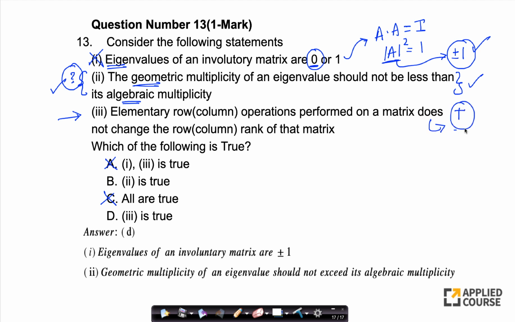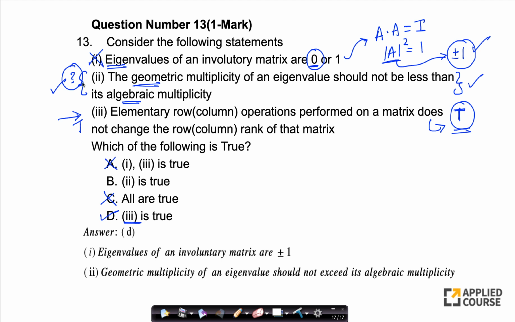We know that this is true. Right? To compute the rank of a matrix, if I use elementary row operations or elementary column operations, the row/column rank will not change. So this I know is for sure true. So see, since A is not true, C is not true, either B is true or D is true, and we know for sure D is true. Right? So option D is the right option here.